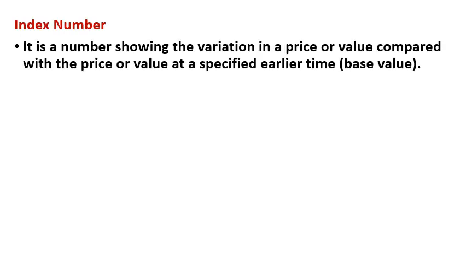Next, index number. It is a number showing the variation in a price or value compared with the price or value at a specified earlier time. That is the base value. It is a number calculated by comparing the price or value with the price or value at a specified earlier time. That means the value or price is compared with a base value and a number is calculated. That number is called index number.